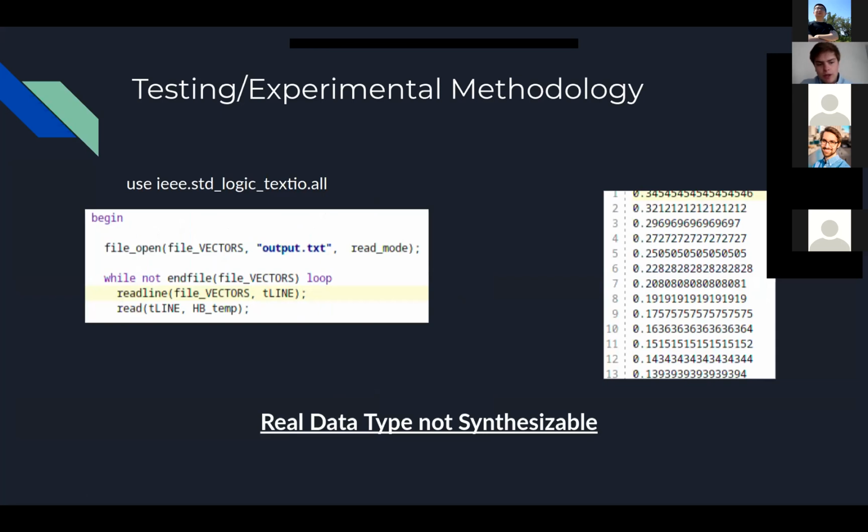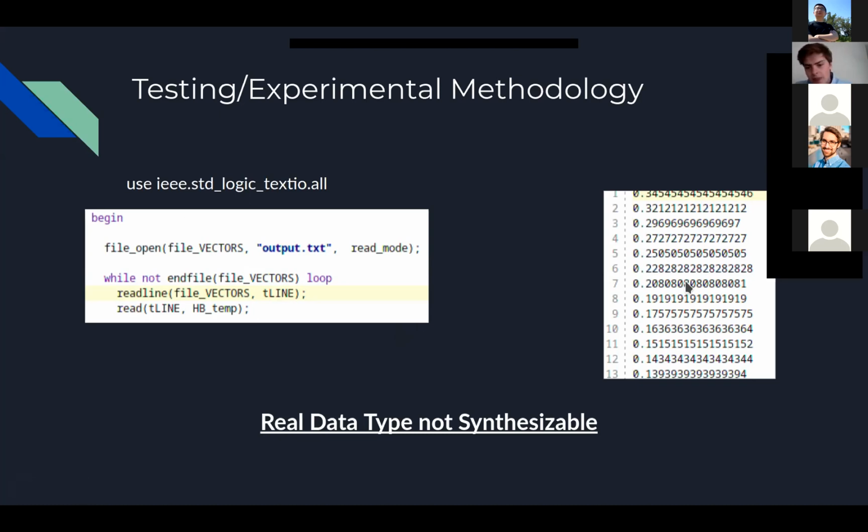First, I had to be able to read a text file into VHDL, which turned out to be harder than expected. When I was first trying to read the heartbeat into the heartbeat temp function here, I wasn't getting anything at all, and I was wondering what was going on. It's because in my Python file I had an extra space, and it took me way too long to figure that out. But eventually I got it.